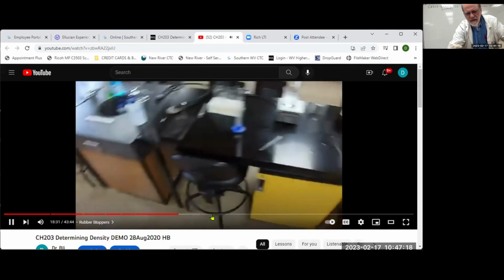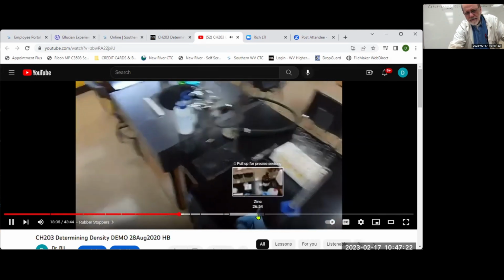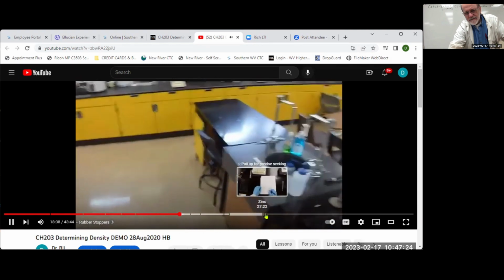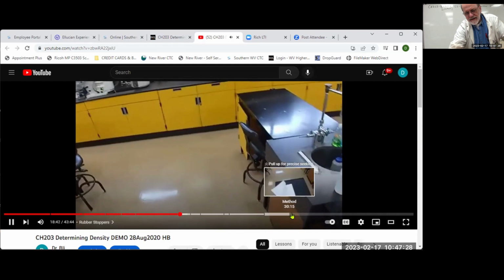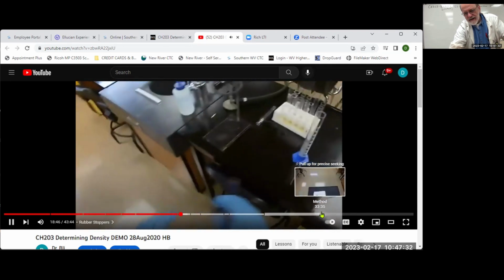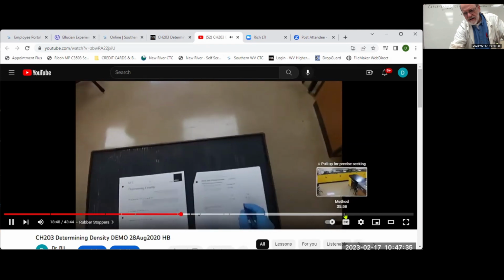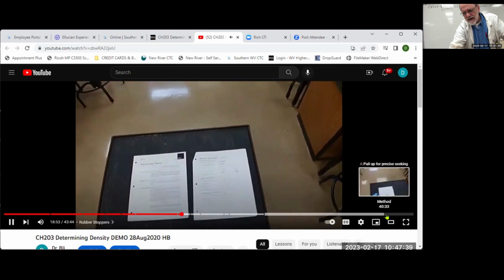Identification code for the rubber stopper. I'm going to say the identification code for this rubber stopper is actually its number. All rubber stoppers have numbers, and the bigger the number, the larger the stopper. This is a number 3 rubber stopper. So I'm going to put a number 3 right there.